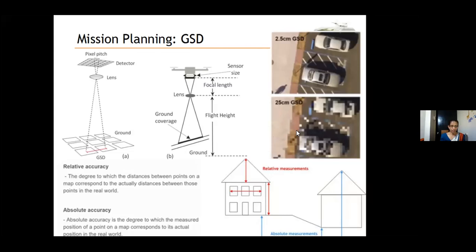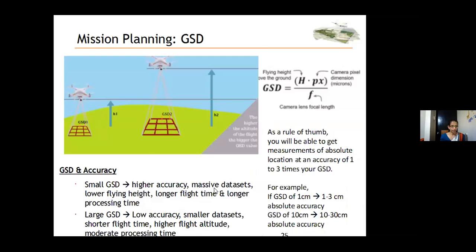Smaller GSD, as you can see in this example, means more detail, but it can introduce a lot of problems with classification and processing. For example, if you fly with a GSD of 1 centimeter instead of 3 centimeter, you are capturing and storing up to 10 times more data for the same area covered. So plan your GSD for purpose.